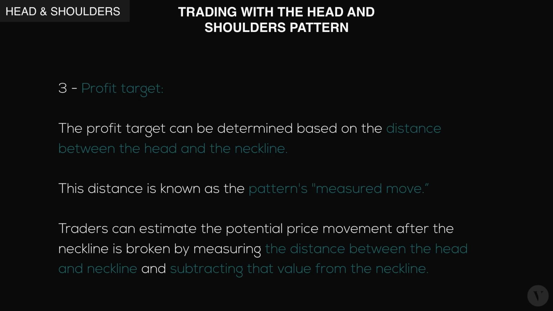The profit target can be determined based on the distance between the head and the neckline. This distance is known as the pattern's measured move. Traders can estimate the potential price movement after the neckline is broken by measuring the distance between the head and neckline and subtracting that value from the neckline.